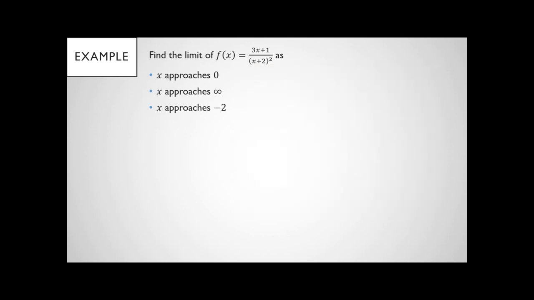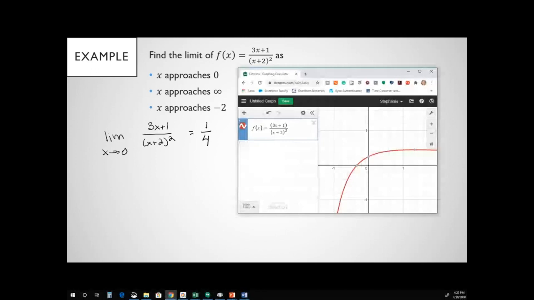So make sure that I write this down. So we've got the limit as x goes to 0 of 3x plus 1 over x plus 2 squared. It's 1/4, because that's literally the y value at x equals 0. It's equal to 1/4.